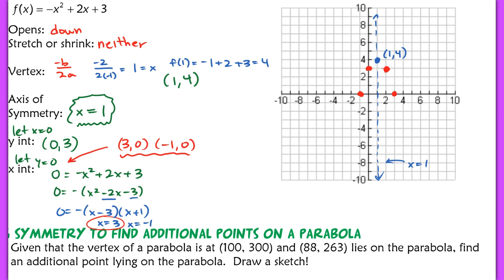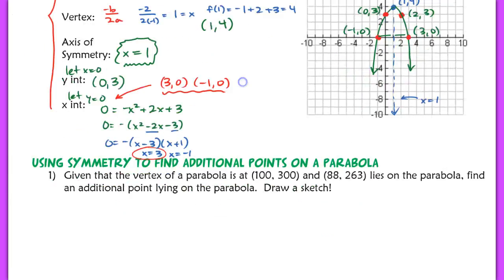And you should always verify that your points actually make sense with the axis of symmetry, because notice how these are 2 spaces away also from that axis of symmetry. So there's my parabola. I have my 5 points. Make sure you do label those: (3, 0), (-1, 0), (2, 3), and (0, 3). Okay?